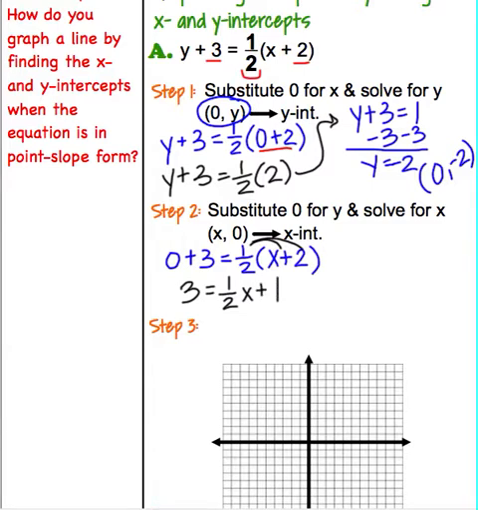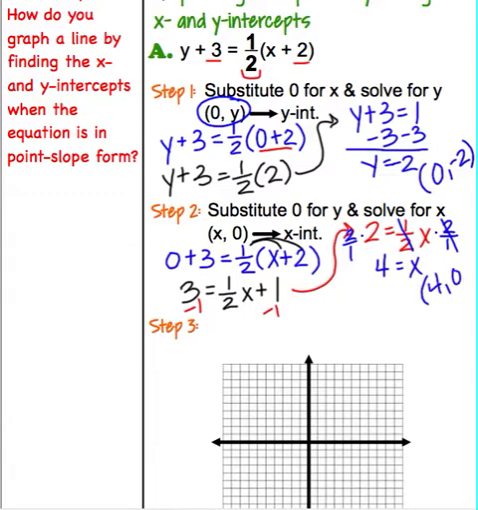Now this is a matter of solving equations. So I'm going to subtract 1 from both sides, which will give me 2 is equal to 1/2 x. Now I'm going to divide both sides by 1/2. But if you recall, dividing by a half is the same thing as multiplying by 2, because we multiply by the reciprocal. So we'll multiply both sides, which cancels out here, giving me x, and 2 times 2 is 4, which means my x-intercept is going to be 4, 0.